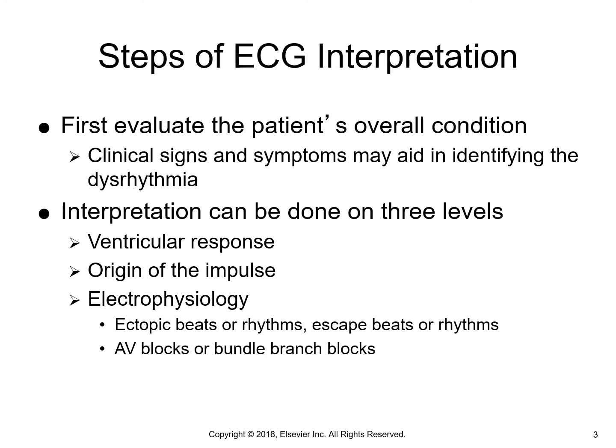Alright, so when we're looking at our EKG, it's helping us evaluate the patient's overall condition. There should be some different signs and symptoms that might help us identify if there's any dysrhythmia. We're looking at 3 different levels of what's going on: what type of ventricular response we have to the atrium contracting, the origin of the impulse, and the electrical physiology. We're looking for any ectopic beats or rhythms, any escape beats or rhythms, any blocks or bundle branch blocks. We always look at the EKG reading it left to right.